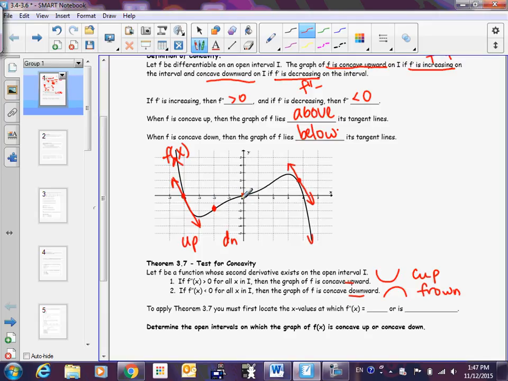At 0, it's changing again, because although from -2 to 0 we're bent downward, look what happens here. We're bent upward again. It's opening up. And where would you say it changes from opening up to opening down? Probably about 2.